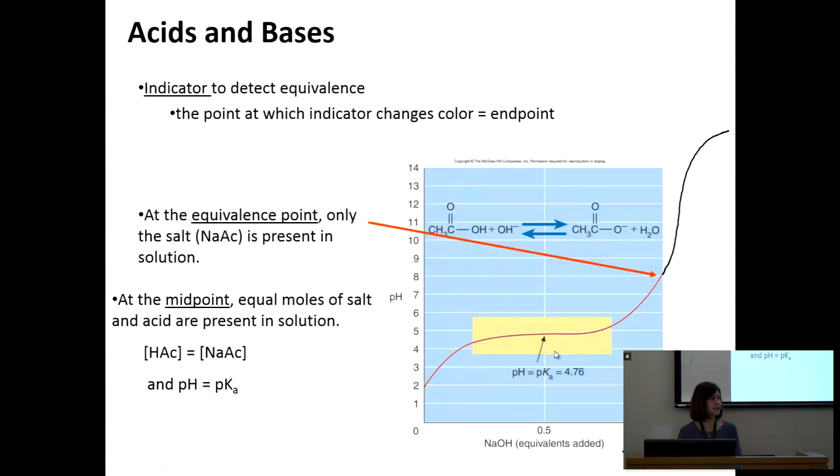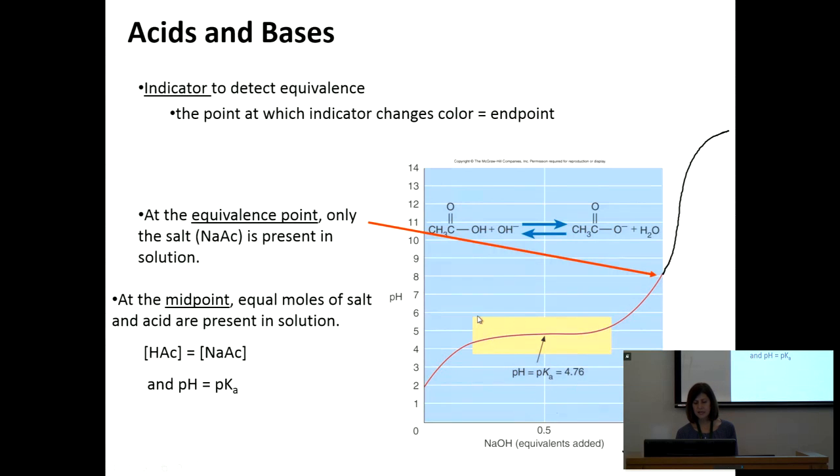This is how scientists figured out what a pKa was. They would do a titration, find out where the equivalence point was, and then they would go to the half point and look at the pH of that. Here, it's 4.76 for acetic acid. So the pKa of acetic acid is 4.76. Now, to get the Ka, you would just do 10 to the negative 4.76.